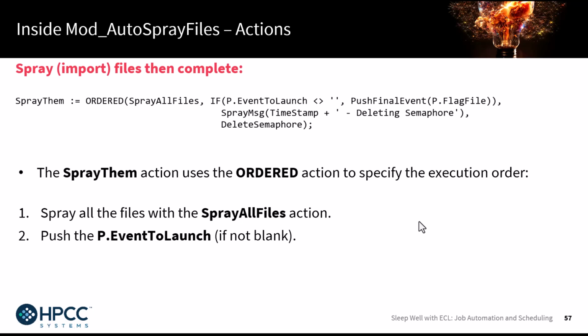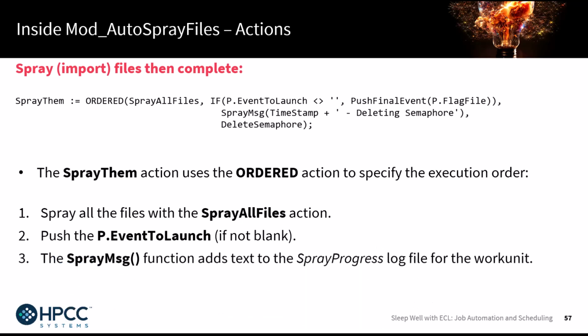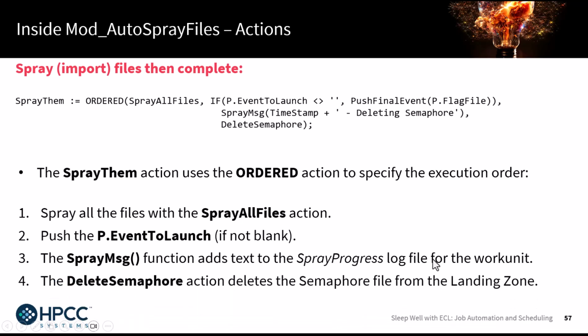So the spray them action uses the ordered action to specify the execution order. Number 1, we spray all the files with the spray all files action. Number 2, we push the event to launch. Number 3, the spray message function adds text to the spray progress log file for the work unit. And finally, number 4, the delete semaphore action deletes a semaphore file from the landing zone. That's it.